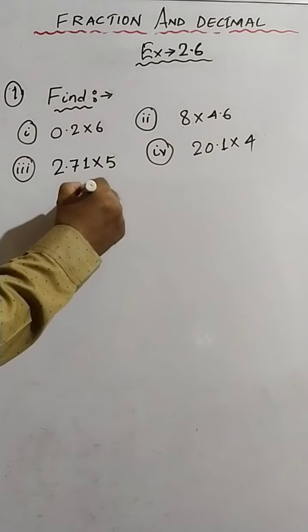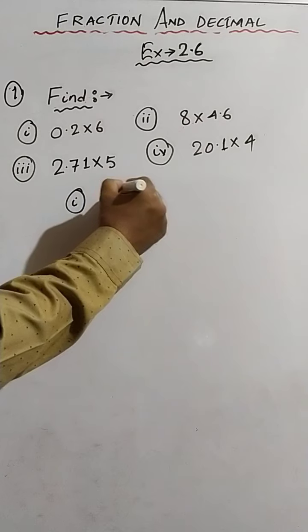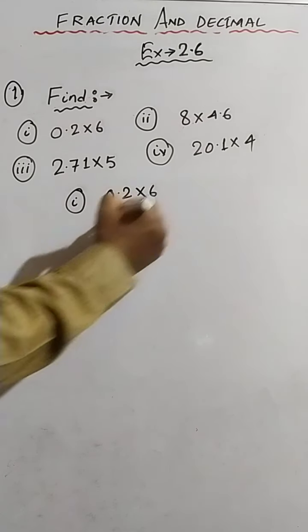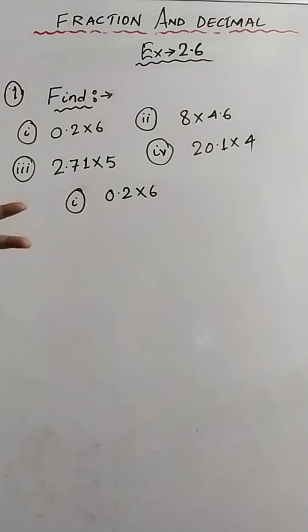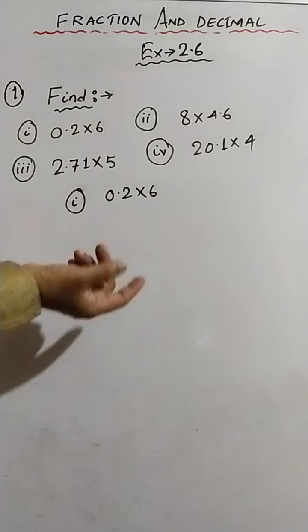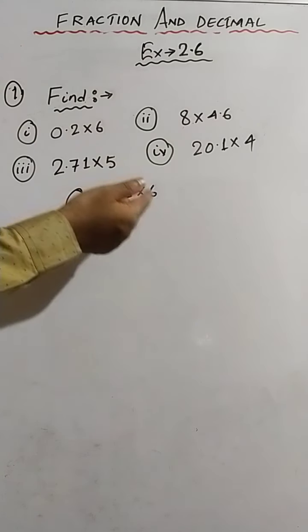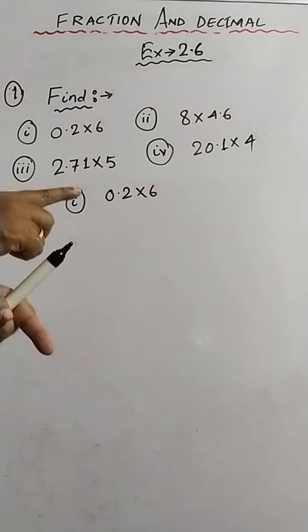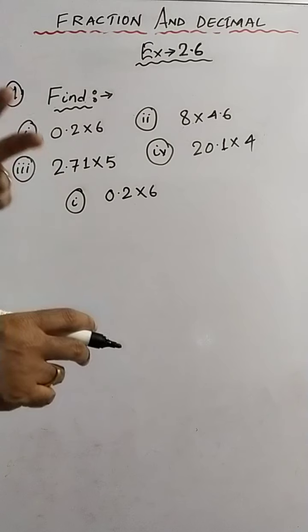Now number 1, what is there? 0.2 into 6. This type of sum can be solved in 2 ways. Directly just by multiplying it, or the other way is that you convert the decimal form into the fractional form, then you multiply and then again you convert it into the decimal form. I am going to do the second method.